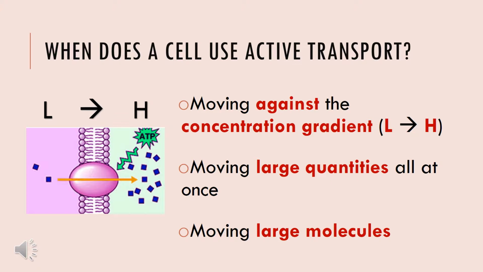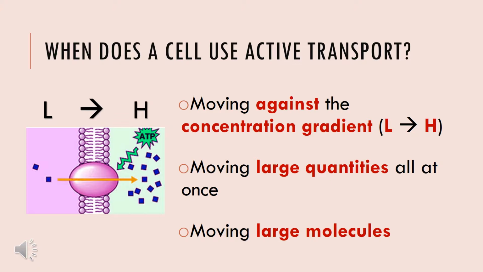When does a cell use active transport? A cell uses active transport when it's moving a molecule against the concentration gradient. The concentration gradient is defined as an uneven distribution or uneven concentration of molecules on two sides of the membrane.